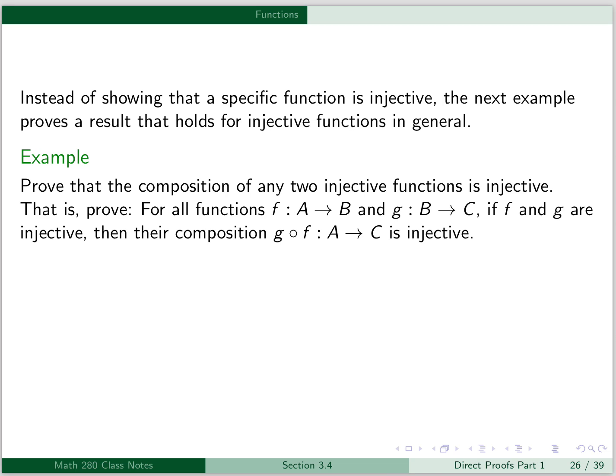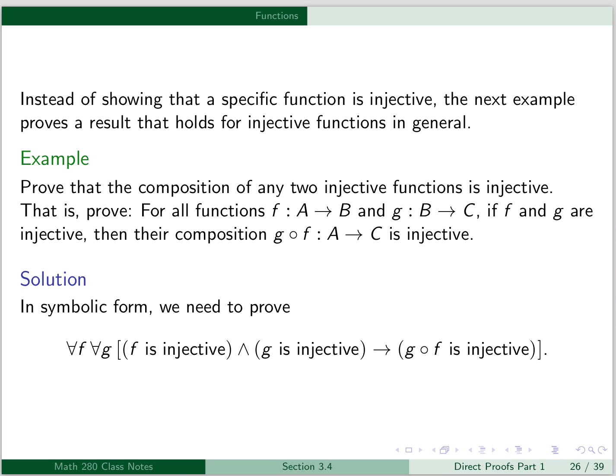Instead of showing that a specific function is injective, as in the previous examples, our next example proves a result that holds for injective functions in general. So we want to prove that the composition of any two injective functions is injective. That is, we want to prove for all functions f from A to B and g from B to C, if f and g are injective, then their composition, g composed with f, from A to C is injective.